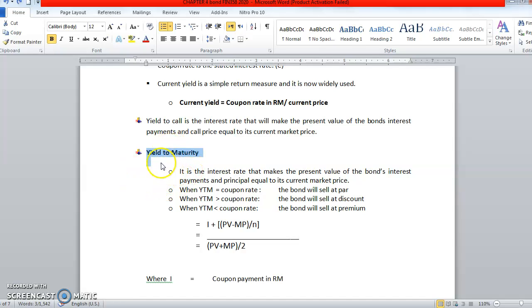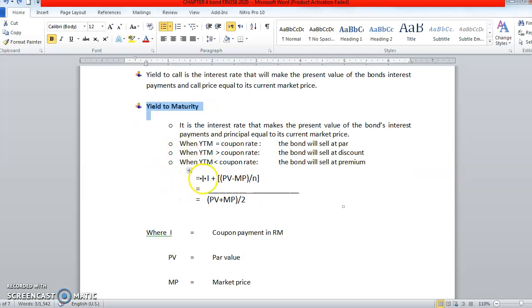Okay, how to calculate the YTM or yield to maturity. This is the formula, but you can also refer to the one in our textbooks on page 85. It's just the same one. It's just that the textbook's formula is quite detailed compared to this one. This is the simpler one. But of course, it's just the same thing.